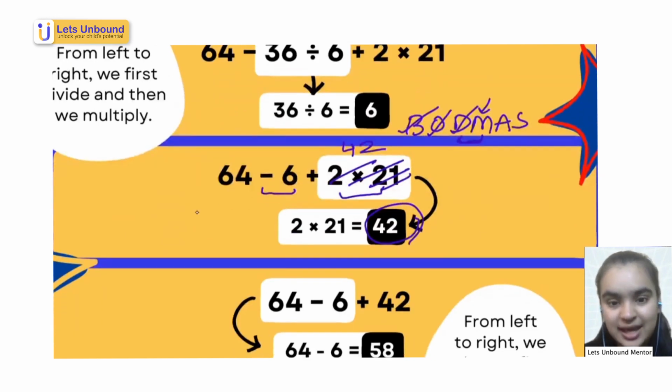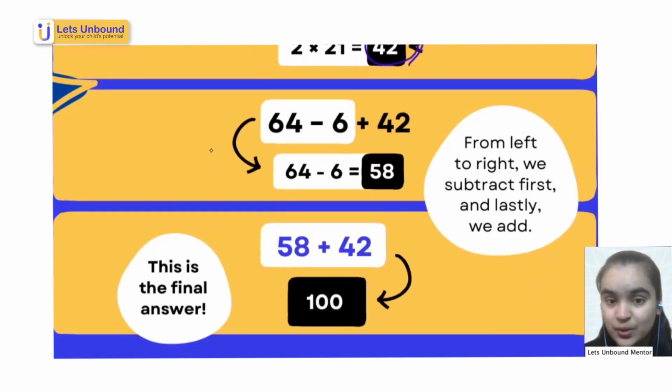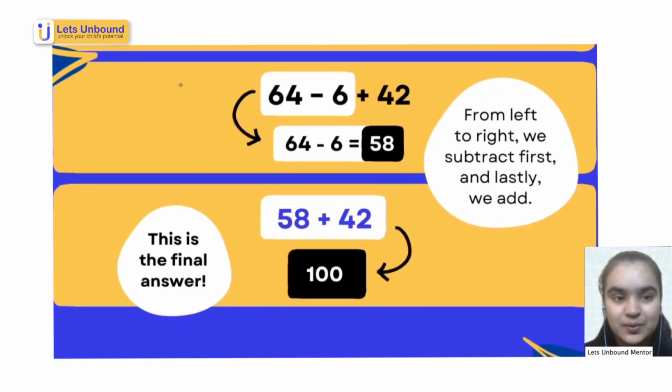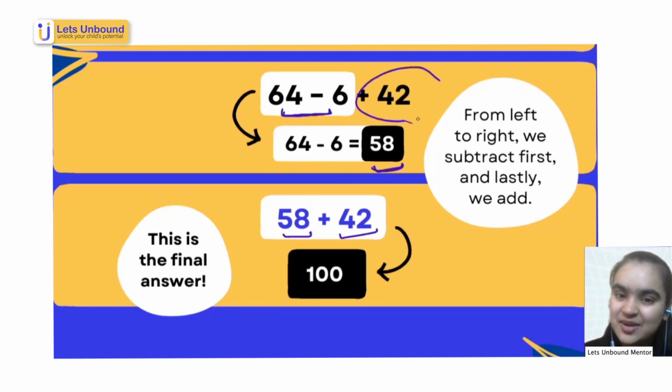Post that, we can do addition and subtraction, whatever is coming first, right? So we are having subtraction first. 64 minus 6 is going to be 58. And the last step will be 58 plus 42, that is 100. That is our final answer.